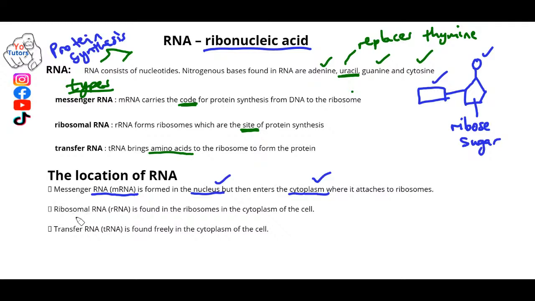What about ribosomal RNA? Where do you find it? You find it in the ribosomes, in the cytoplasm. And transfer RNA is lying free there, carrying amino acids to the ribosomes. So it is located in the cytoplasm. So you can see that the main locations that we are talking about here are the nucleus, the cytoplasm, and the ribosome. This is where you find your RNA.